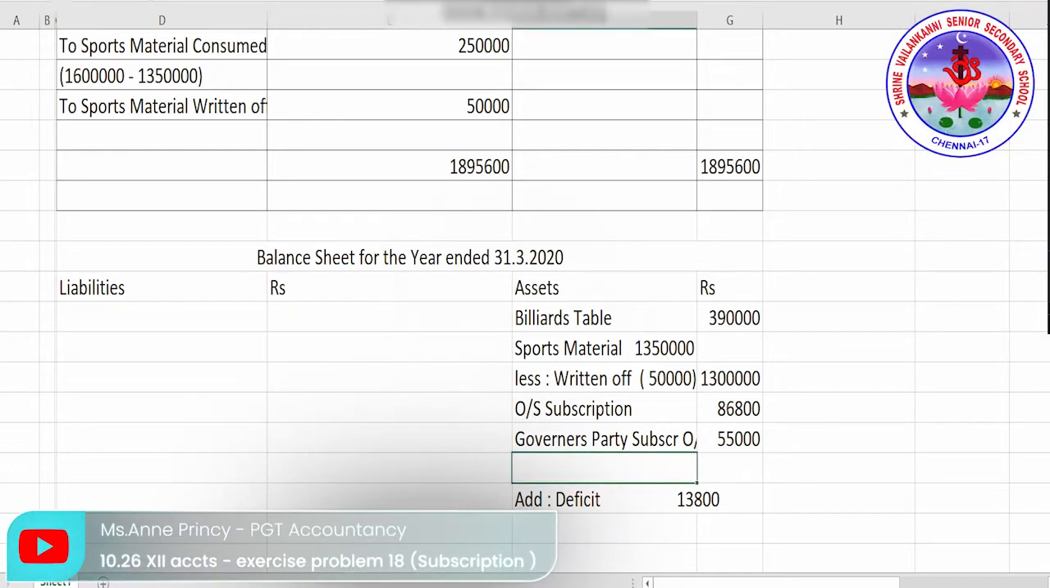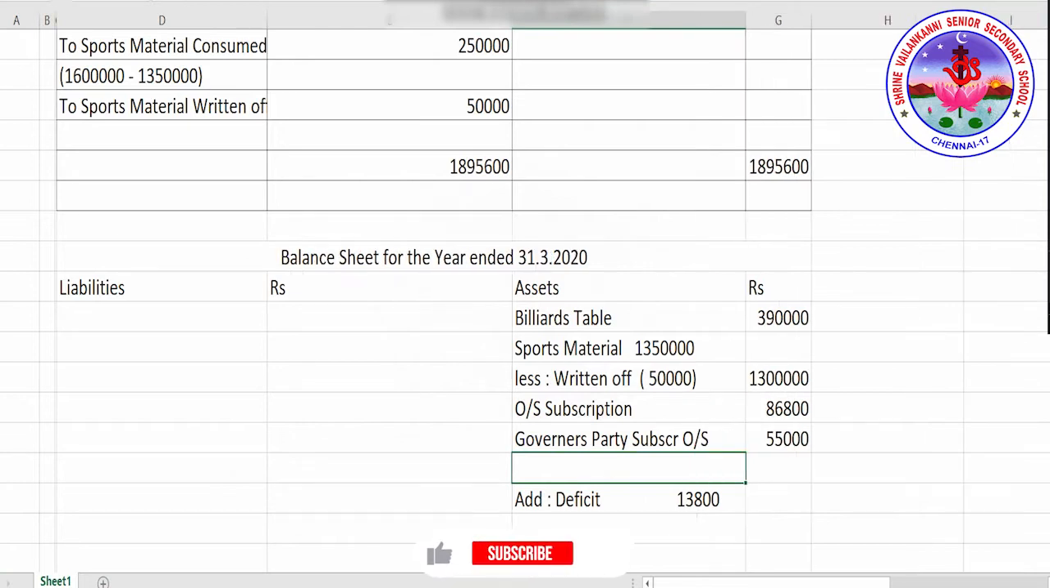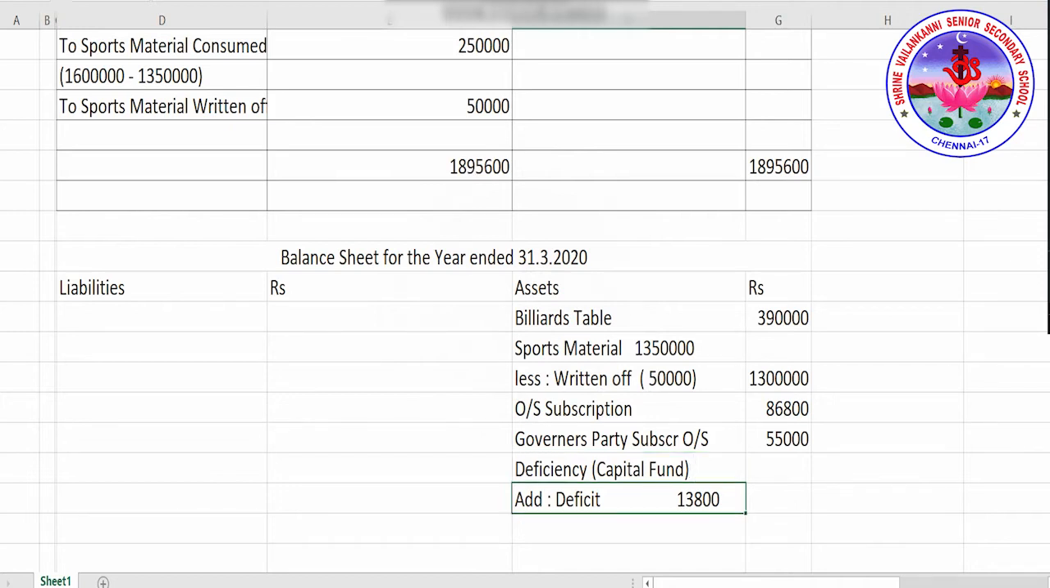So you remember we started to write here, add deficit for this year. I've just left some space. So in that space, what we are going to do is write deficiency, deficit capital fund on 1/4/2019. I'm just going to expand this.